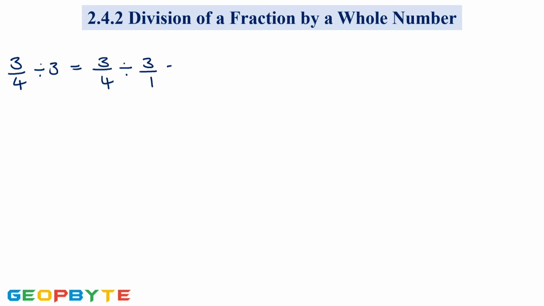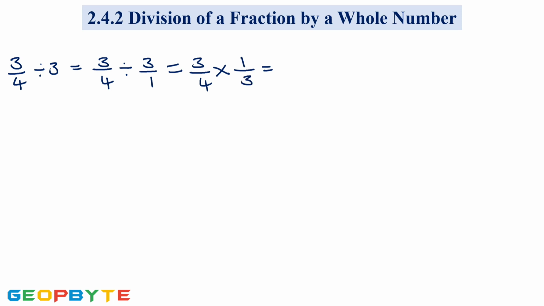Now this equals 3 by 4 divided by 3 by 1, right? So for 3 by 1, we need to find the reciprocal. Reciprocal means we need to interchange the numerator and denominator. Then it will become 3 by 4 into 1 by 3.